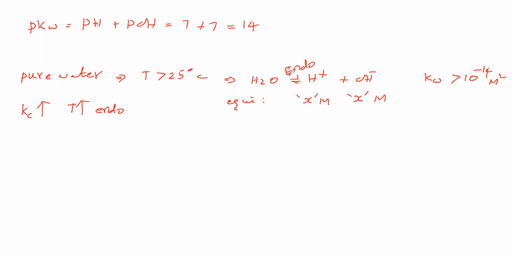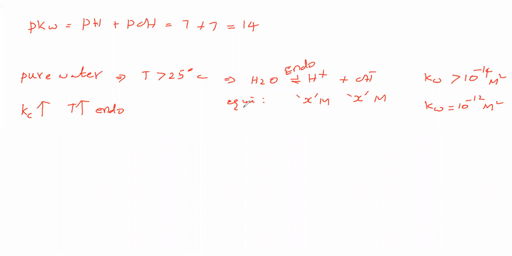Forward is endothermic. Therefore, the equilibrium constant for this process is greater than at 25 degrees Celsius. Therefore, greater than 10 power minus 14. For example, let us take 10 power minus 12 molar square. So, for example, we have considered that a certain temperature will be there, no doubt.